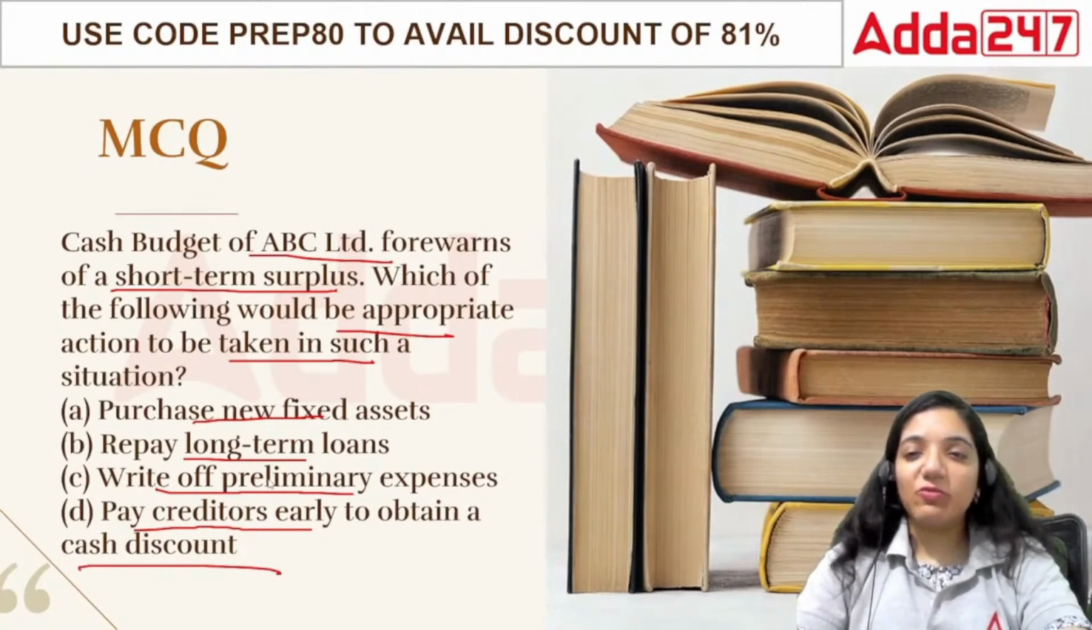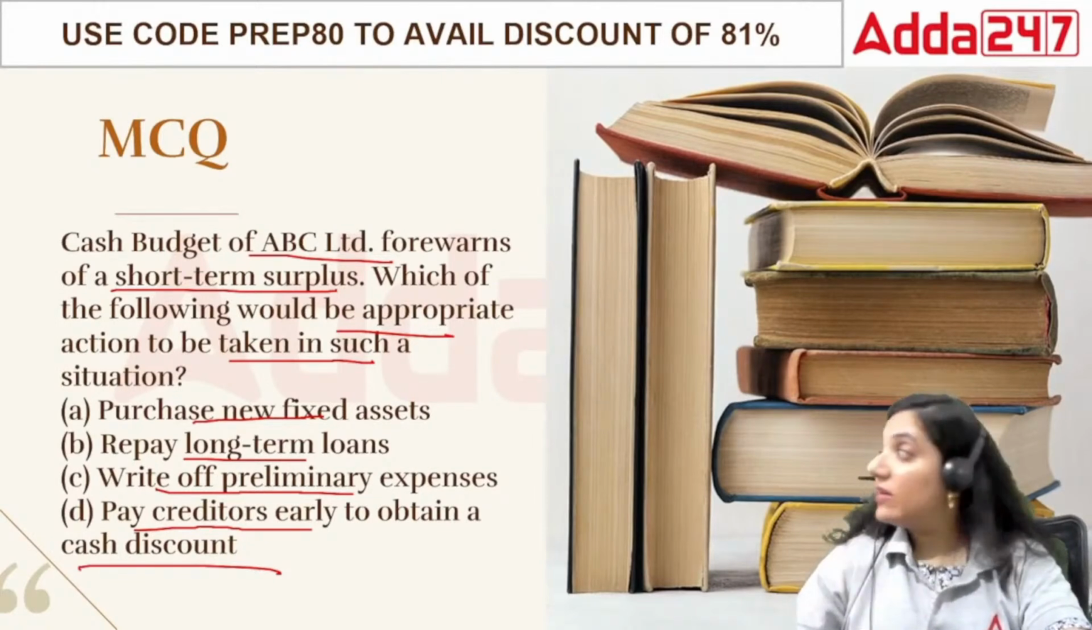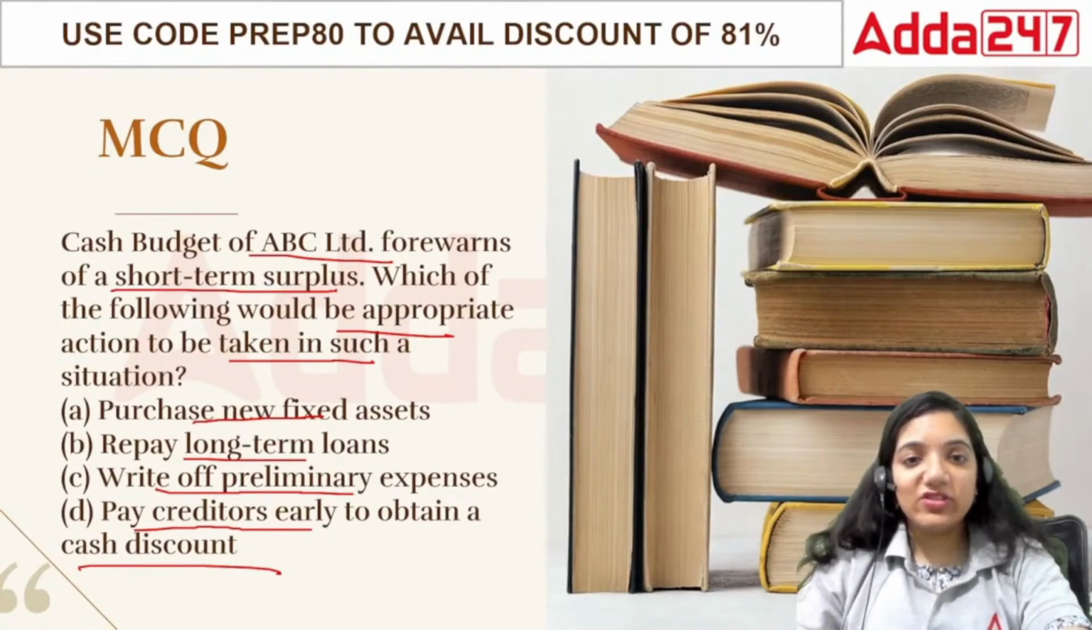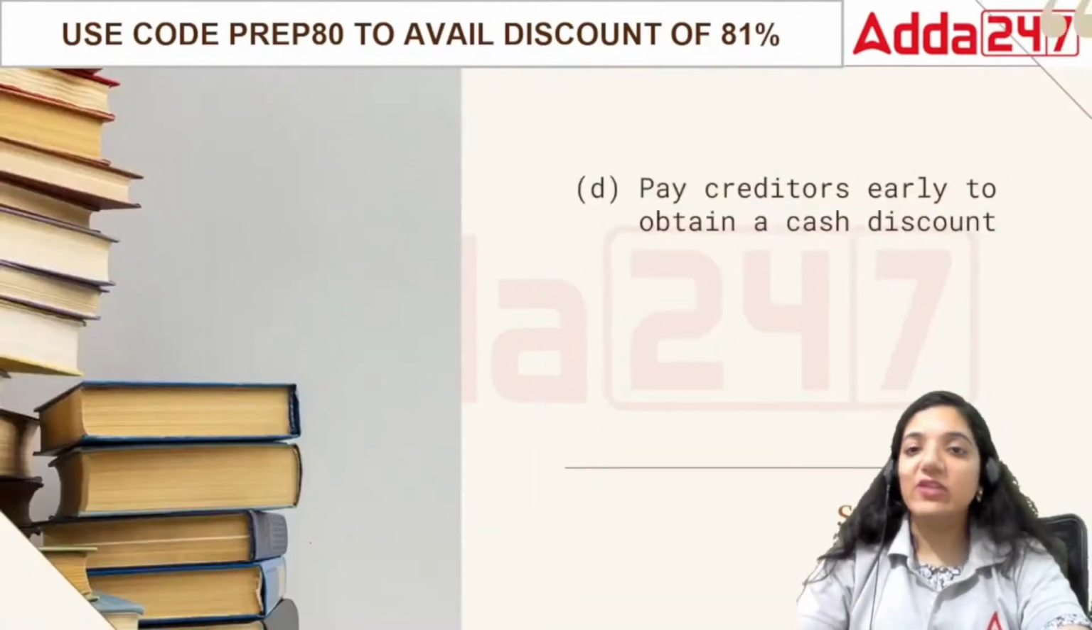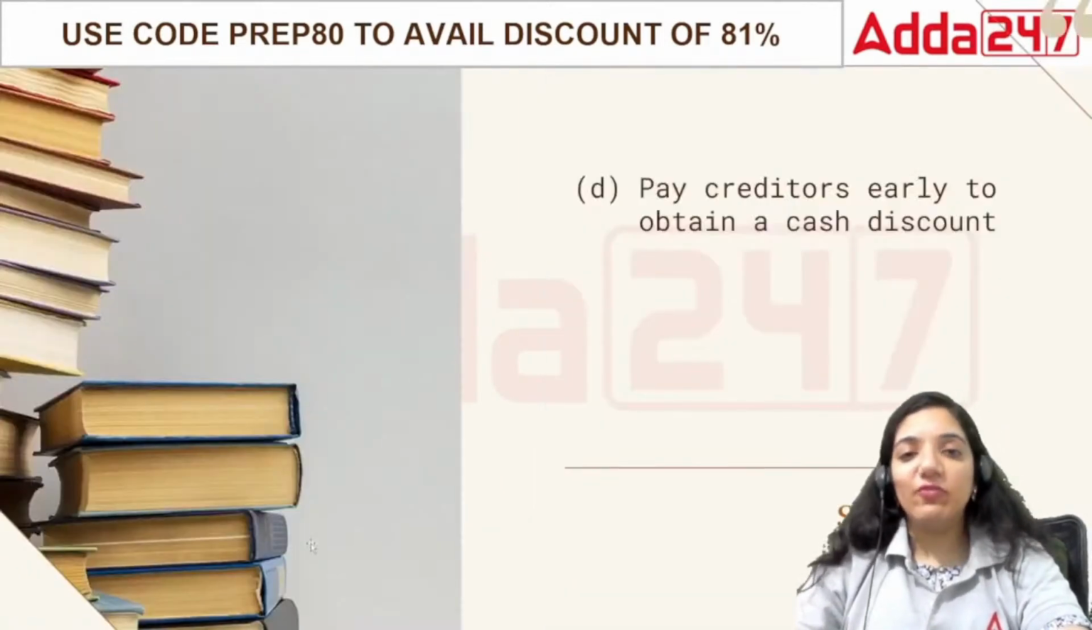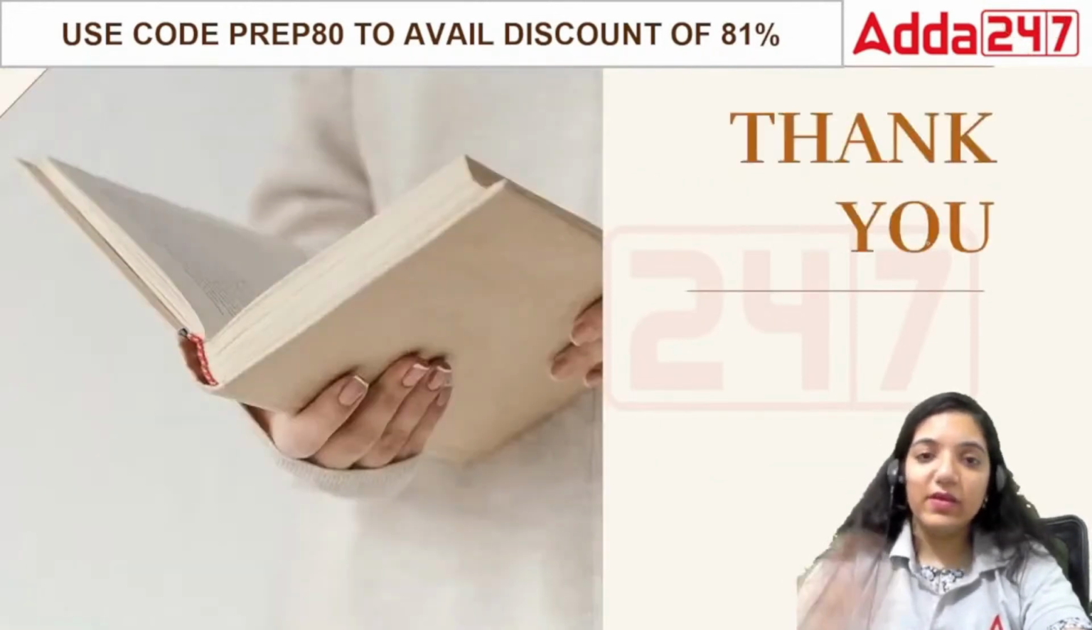So in this case, what would be the correct answer? The correct answer would be to pay off the creditors. If you pay off the creditors, you'll get a discount. That is way better. If you have surplus, you should do it as early as possible, because this will save you from further longer payments. So pay creditors early to obtain a cash discount. So that is done.